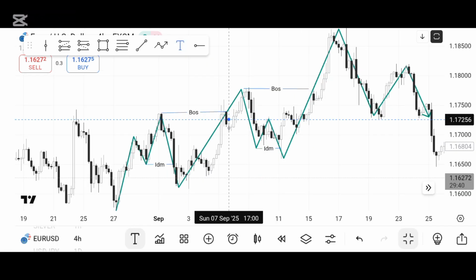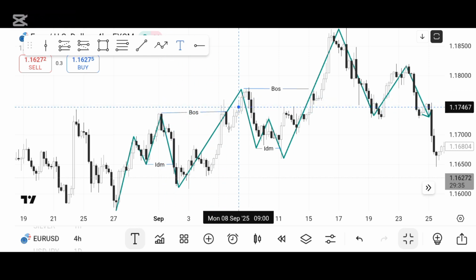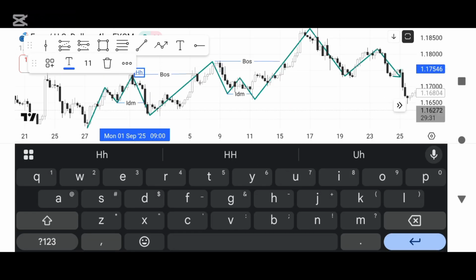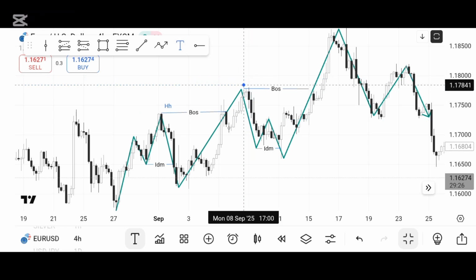Now we have the higher highs. Why is that one the higher high? Because that is the highest of both highs there. That is the higher high. That was the high that was responsible for taking out the inducement. That is the higher high.